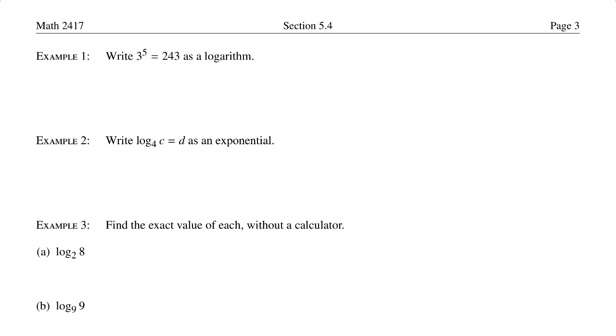Let's do some examples. Example 1, write 3 to the 5th is equal to 243 as a logarithm. So that would be log base 3 of 243 is equal to 5. Notice that 5, again, is the exponent.